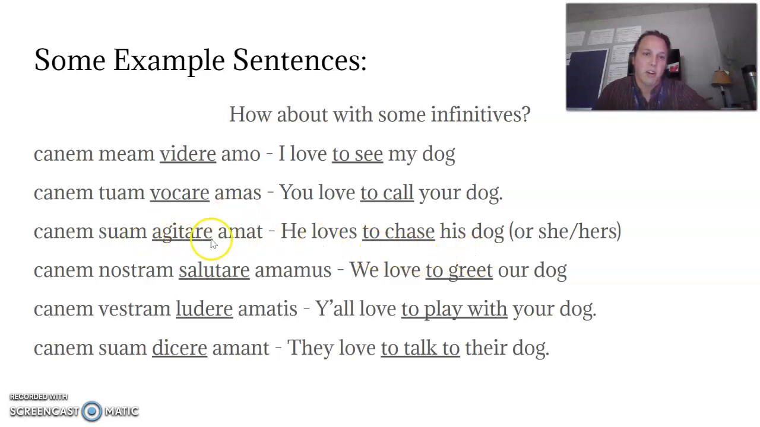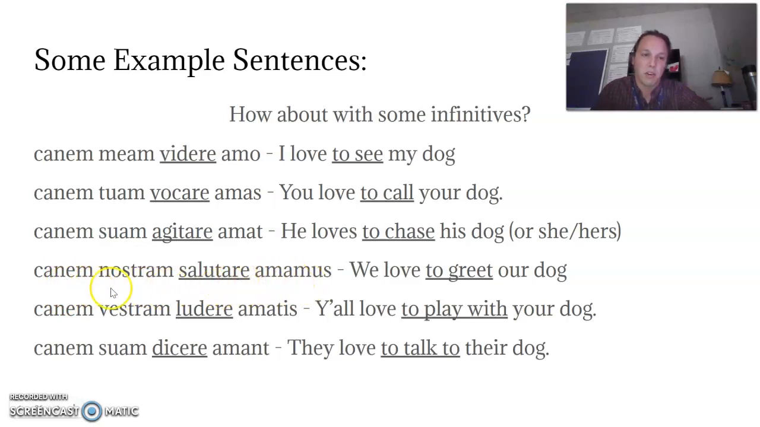He loves to chase his dog. Amat, canem suam agitare amat. Amat, he loves agitare, to chase, canem suam, his dog. Amamus salutare canem nostrum. You notice I'm kind of going backwards. I'm kind of putting this in the English word order as I do it. I should not be doing that. That's not good practice. Canem nostrum salutare amamus.